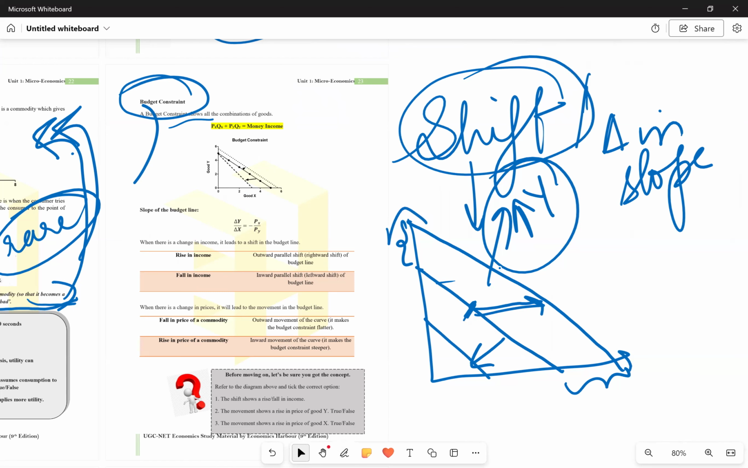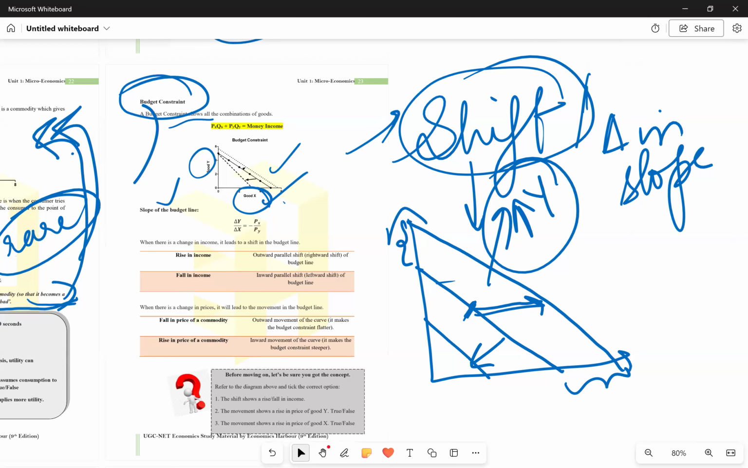And we said, while we were doing increase and decrease in demand, that if there is a change in a factor that is not mentioned on either of the two axes, there will always be a shift, right? So here we are dealing with good X and good Y only. So we are not considering money income. And that is why there is a shift in the budget line.